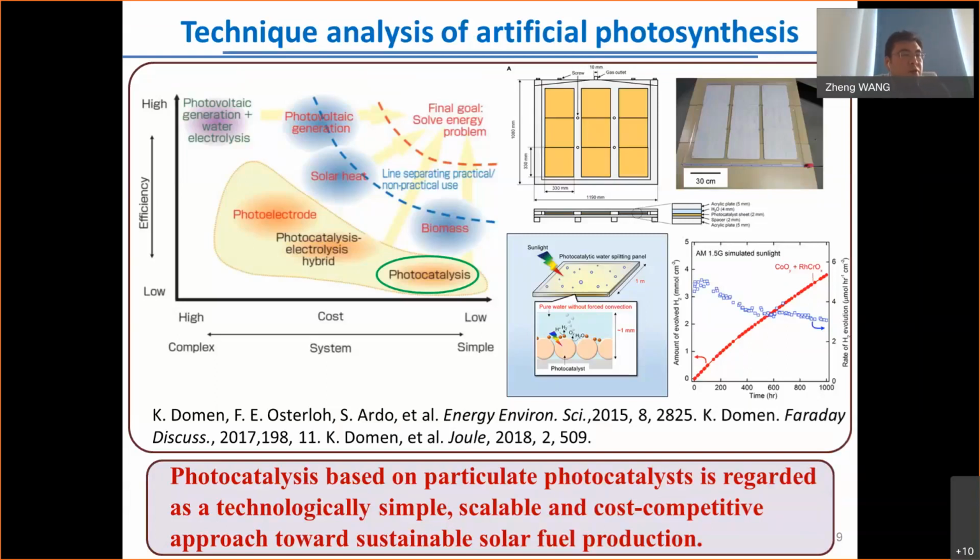As shown in the figures, this is a panel reactor for solar water splitting. Particulate photocatalyst can be fixed on a large area plate by a cheap, simple process. Therefore, photocatalysis based on particulate photocatalyst is regarded as a technologically simple, scalable, and cost-competitive approach toward sustainable solar fuel production.